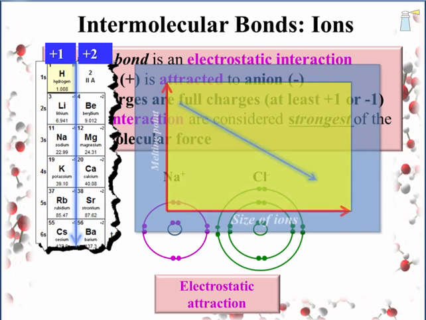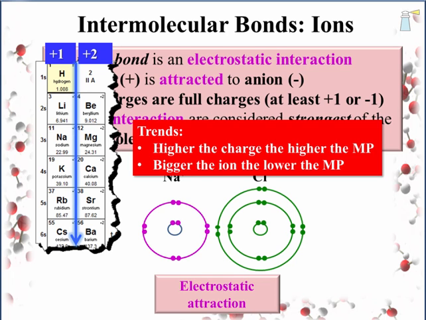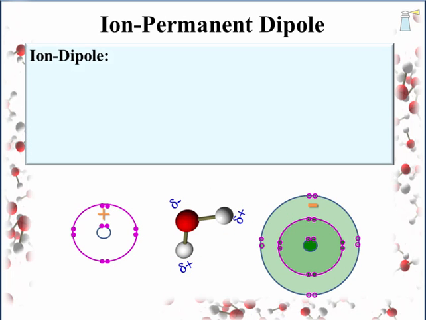To summarize the trends: higher charge, higher melting point. Bigger ion for the same charge, lower the melting point. The same set of arguments can be used with boiling points. Moving down in strength is the ion-permanent dipole intermolecular interaction.